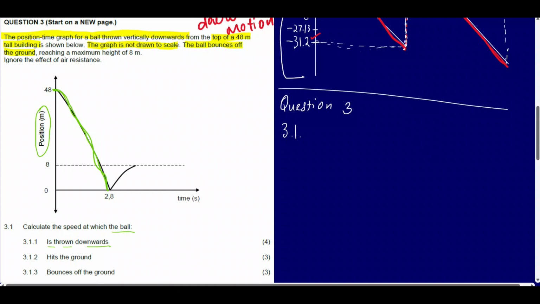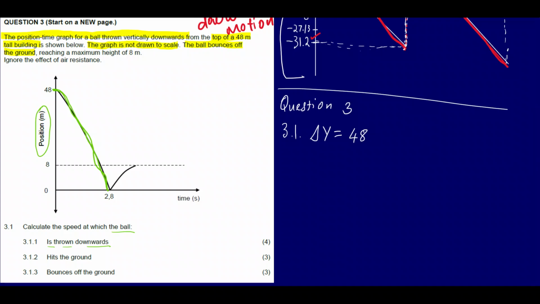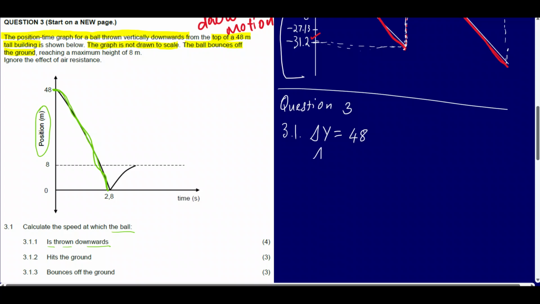So by the looks of things here, we are given the displacement, right? And remember, the displacement is a vector quantity. So because we have the displacement here, we can say the displacement is equal to 48 meters. And we have the time to hit the ground, I think we can also make use of that. The time taken to hit the ground is 2.8 seconds. And then they want us to calculate the initial velocity, right?